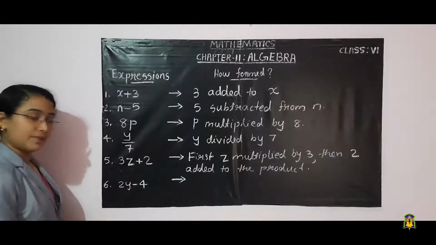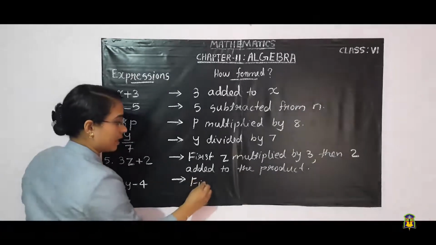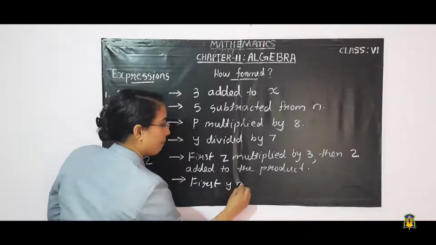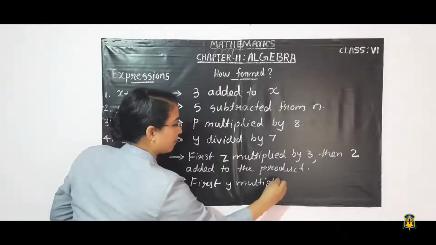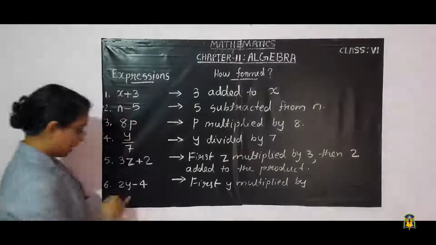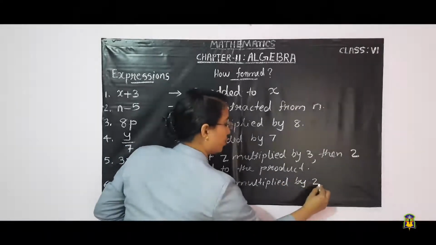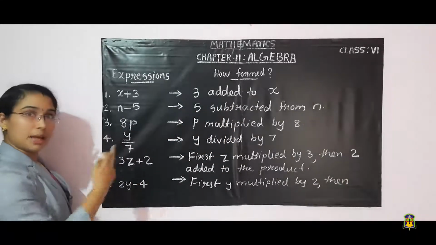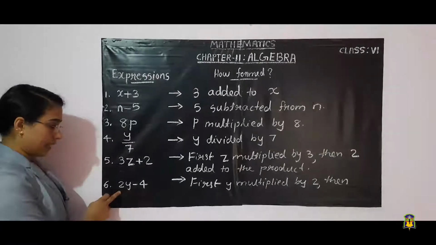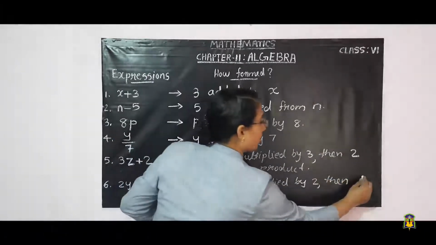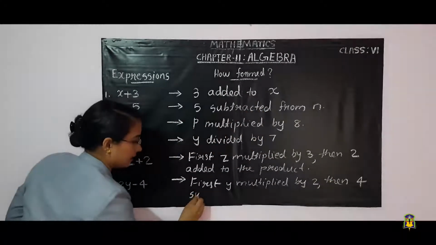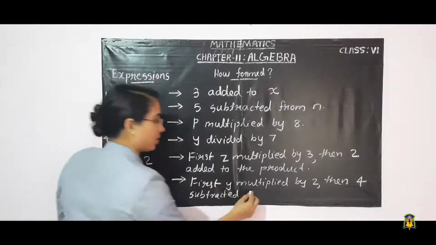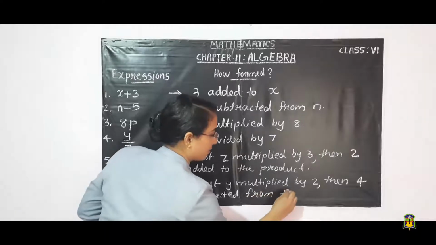Okay, so how can we write it? First we want to write y multiplied by 2. Y multiplied by which number? 2. Then which number is subtracted? 4 subtracted from the product. Okay, 4 subtracted from where? From the product.